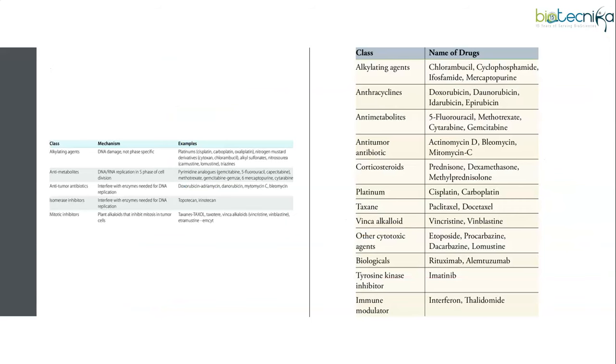So here are different categories of chemotherapeutic drugs and their mode of action. Alkylating agents cause DNA damage but are not phase specific. Platinums come under that. Anti-metabolites affect DNA or RNA replication in the S phase of the cell division. Pyrimidine analogs are an example. Then anti-tumor antibiotics, topoisomerase inhibitors, mitotic inhibitors targeting the mitosis, etc. Some more examples are also given here.